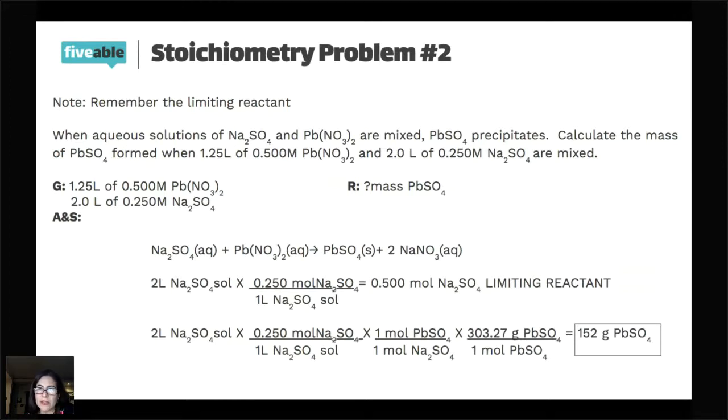Any questions? Okay, I am going to show you another method in case it's not so logical for you to determine the limiting reactant. In this case, it was very logical.